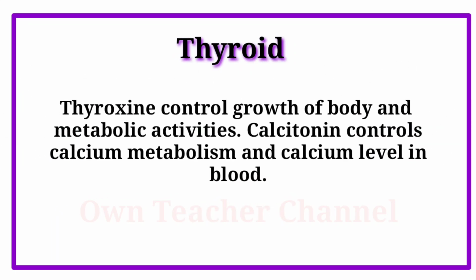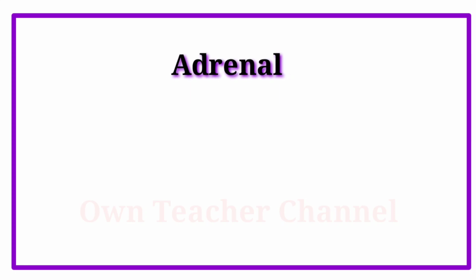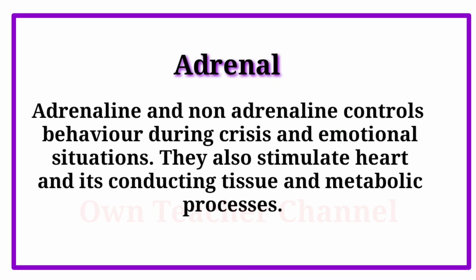Thyroid. Thyroxine controls growth of body and metabolic activities. Calcitonin controls calcium metabolism and calcium level in blood. Adrenal. Adrenaline and noradrenaline control behavior during crises and emotional situations. They also stimulate the heart and its conducting tissue and metabolic processes.